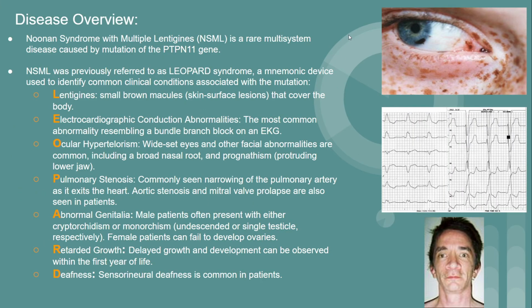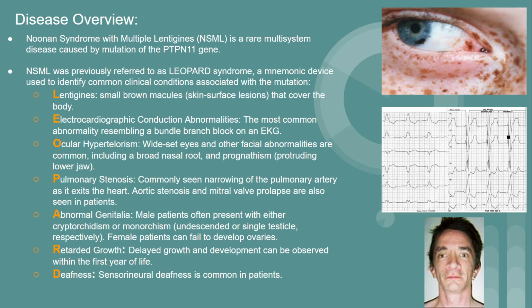Okay, so just a brief overview of the disease. NSML is a rare multisystem disease caused by the mutation of the PTPN11 gene. I'll go into what that gene is later. This disease used to be called LEOPARD syndrome. It was a mnemonic device used to identify common clinical conditions associated with the disease. We'll run through those really quickly.